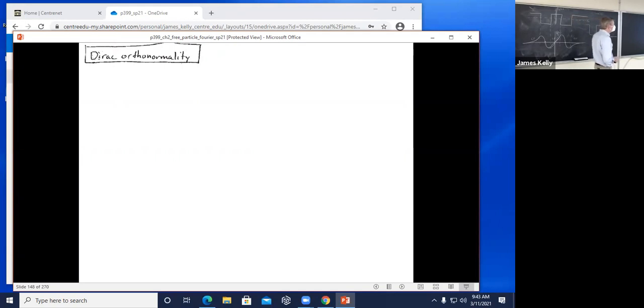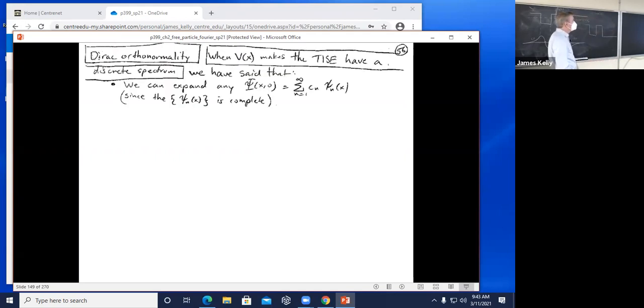Okay, so we're going to argue kind of by what we know so far here. Let's go back to the easy case, infinite square well, harmonic oscillator. Those are the cases where the potential makes the time-independent Schrodinger equation have a discrete spectrum, right? Discrete allowed energies. And we said that if it has a discrete spectrum, there's a discrete collection of these psi n's, and we should be able to write any initial state as a linear combination of those psi n's, since we're claiming they are a complete set.